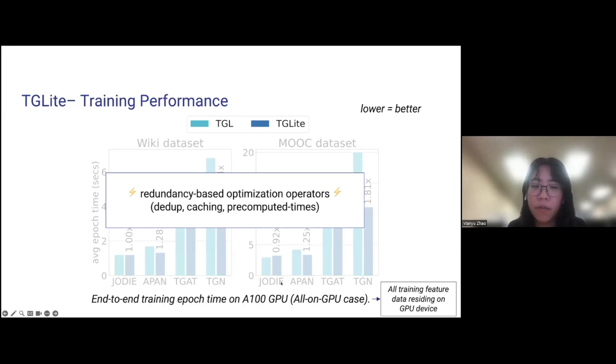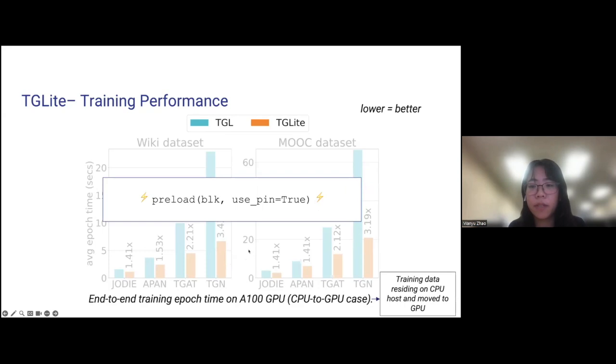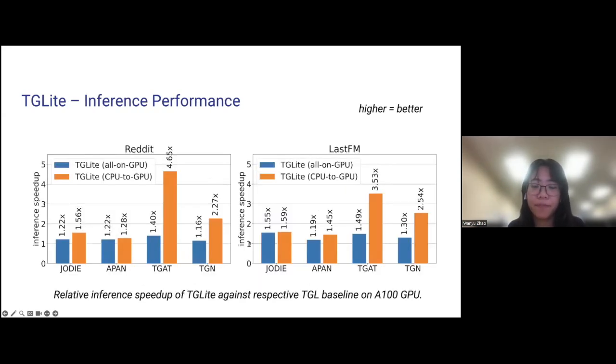And here the figure is all training feature data residing on the GPU device. And next is training data residing on the CPU host, and we need to fetch the feature data from the CPU host to the GPU side. For this case, it is very important to optimize for data movement, which we do in TGLite, and that brings the speed up to at least 3 times. And the user can tap into this by simply using the preload operator.